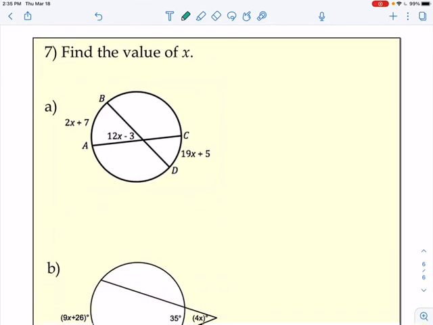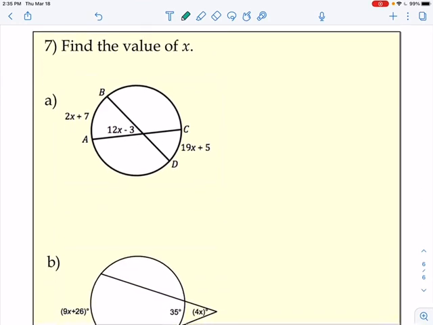Okay, and for our last two, we want to find our value of X here. So again, I have an interior angle, and I have the two arcs that it is opposite, or it's intersecting, here to here. So again, the angle is going to be 1/2 of the sum of the arcs. Okay, the angle is 12x minus 3. So the angle equals 1/2 of the sum of the arcs. So I have the 1/2, the sum of the arcs. I'm going to add the two arcs together. So 2x plus 7 plus 19x plus 5.